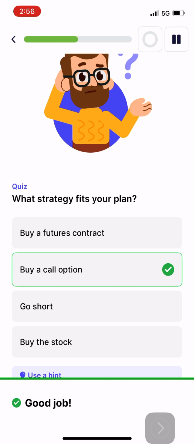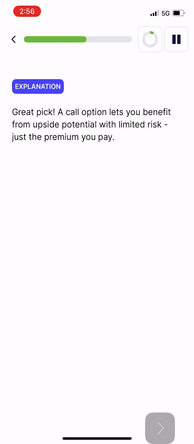Yes, you're right. Great pick. A call option lets you benefit from upside potential with limited risk, just the premium you pay.